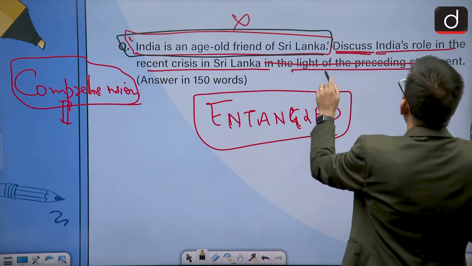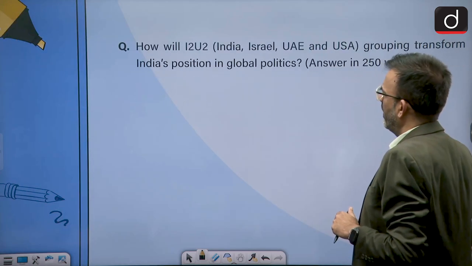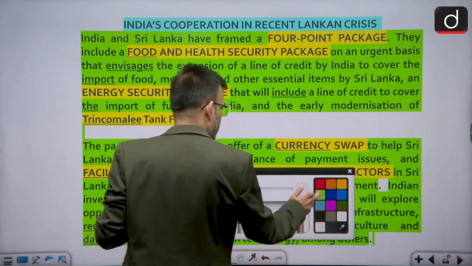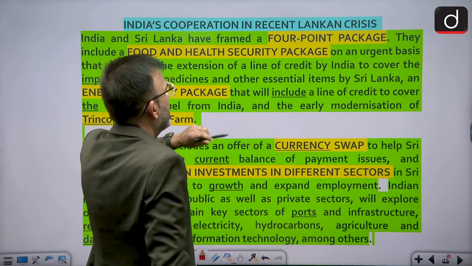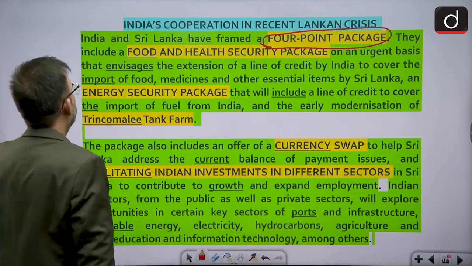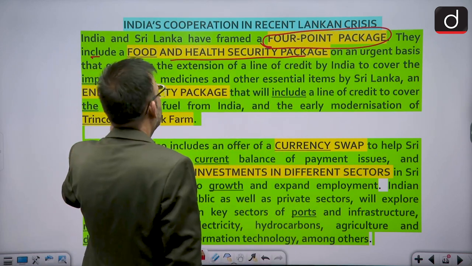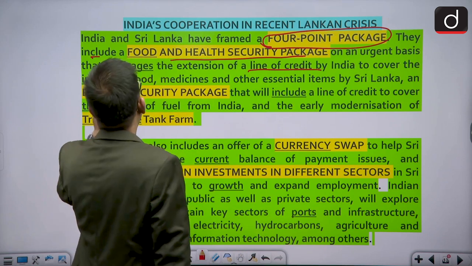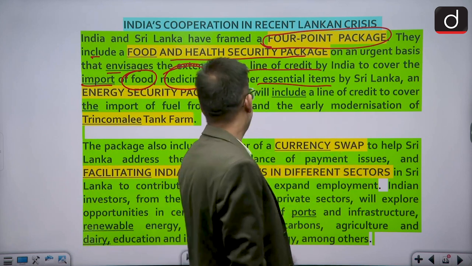And then what remains is, what was India's role in the recent crisis? Now, this becomes a very factual question, and it is not really difficult to analyze. Let us quickly get into this. What major factors can we use? So, India in Sri Lanka basically resorted to a 4-point package, the 4 dimensions of our cooperation. It includes a food and health security package. It was somewhat urgent also. In this package, India extended a line of credit so that Sri Lanka will be able to import essential food items, medicine and other essential items.